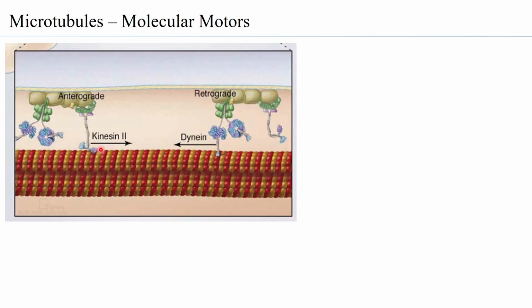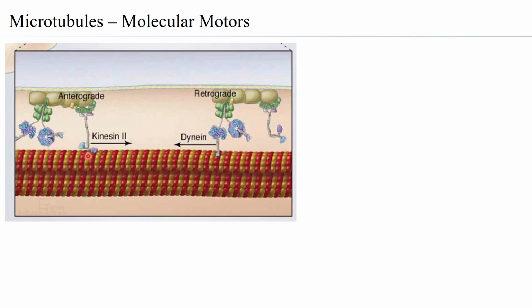So there are two types of molecular motors associated with microtubules. One is the kinesin and the other is dynein. The kinesins are observed to move from the minus end of the microtubule to the plus end, while dyneins are found to be moving or walking on the microtubules from the plus end to the minus end.